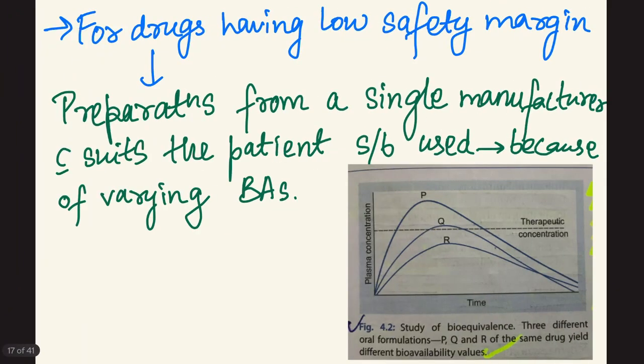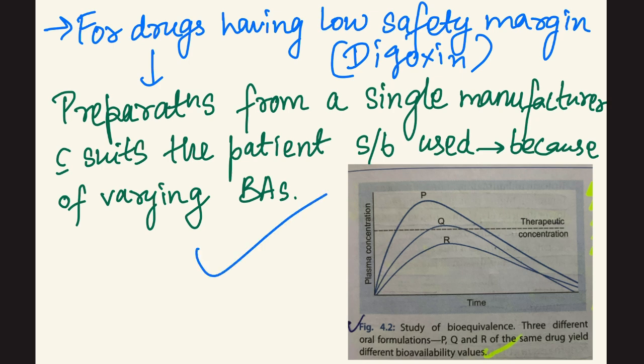So here is an important point. Suppose a drug has a low safety margin, like digoxin. In that case, suppose a patient is acclimatized to a particular brand, then we have to continue giving the drug from the same brand itself, because if we change the brand, it might lead to a change in the bioavailability, and this can lead to either toxicity or failure of the treatment. So we have to continue with the same brand.